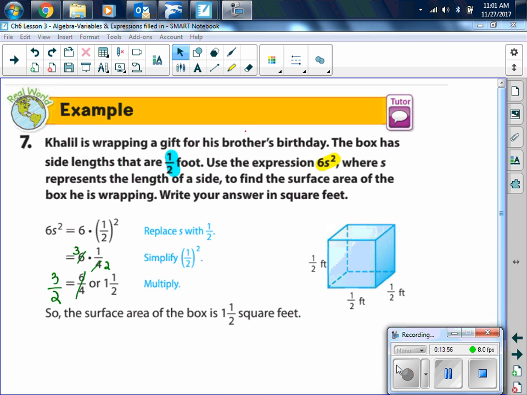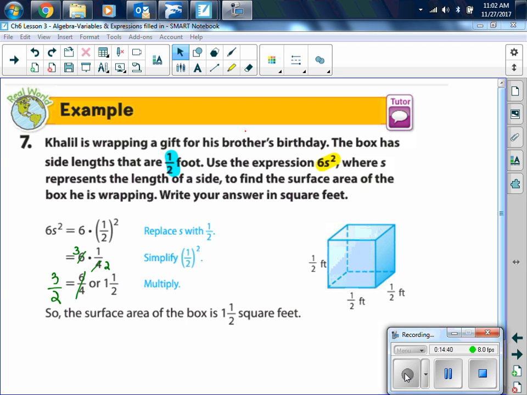All right, example 7 says Khalil is wrapping a gift for his brother's birthday. The box has side lengths that are 1/2 a foot. Use the expression 6s squared, where s represents the length of a side, to find the surface area of the box he is wrapping. Write your answer in square feet. Now, of course, surface area just means the area on the outside of the figure, the area on the surface. So we want to use the 6s squared to find the surface area of the entire cube. So we have 6s squared. What are we going to put in for s?